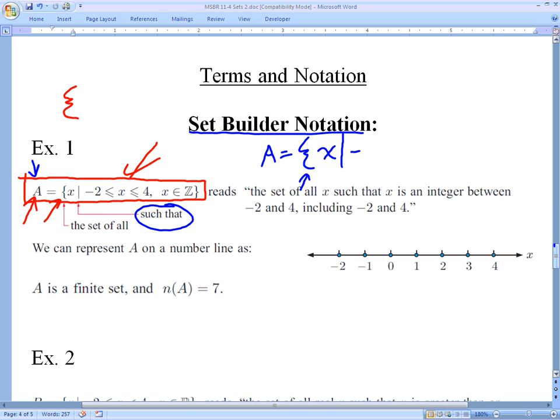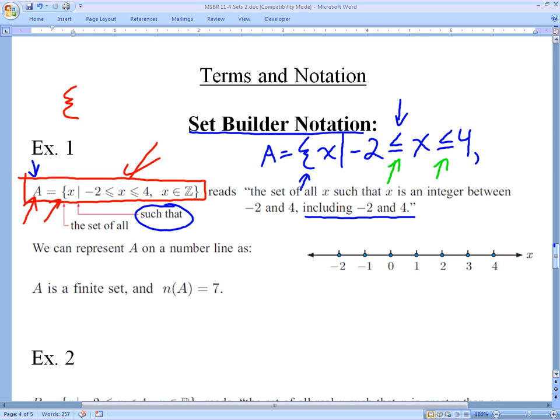X is between -2, we always start with the lowest value, and +4, inclusively, or including -2 and 4. How do I know it's including? Because with our less than symbols, we also have an equal. Now, whenever they write these intervals, they're always going to start with the lowest one, which means they always have to be using some sort of less than sign. It just comes down to whether is it less than or equal to, or just less than.